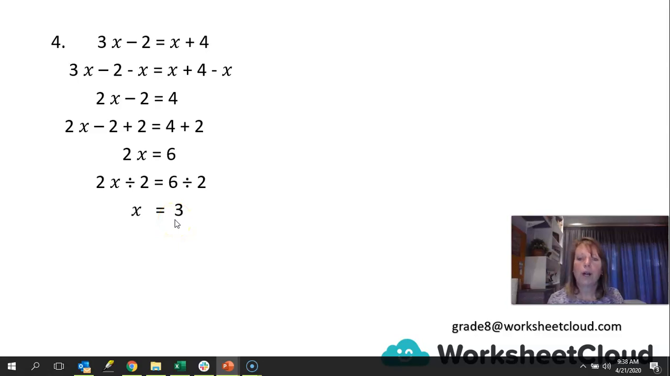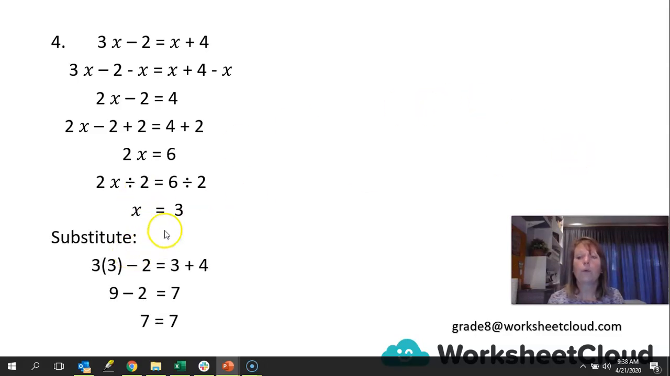If you're 100% sure that it is right, then you can leave it there. If you're not sure it's right, check by substitution. Here we've taken our 3, we've put it back into our original equation, into the right places. 3 times 3 is 9. 9 minus 2 is 7 on the left hand side. 3 plus 4 is 7 on the right hand side. It balances. Yay, x is equal to 3.